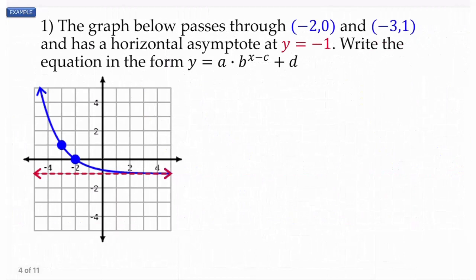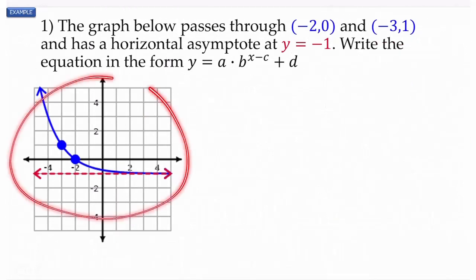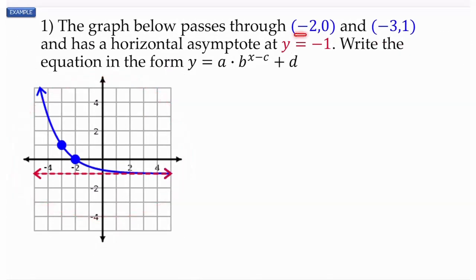Let's take a look at our first example here. So here's the graph that we're given. We're told that it passes through the point -2, 0. There it is. -3, 1. There it is. And it has an asymptote at y equals -1. There it is. We want to write it in this form, a times b to the x minus c plus d. Sometimes you'll see textbooks or other teachers write this as a times b to the x minus h plus k. It really doesn't matter. It's just a matter of personal preference.